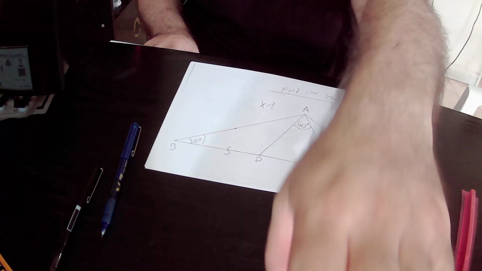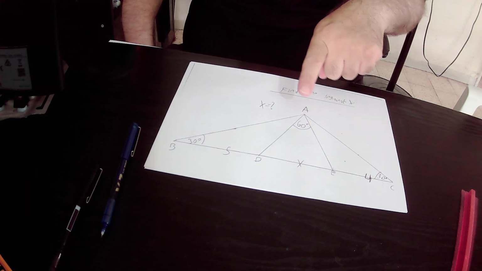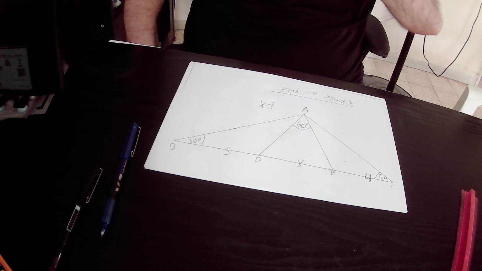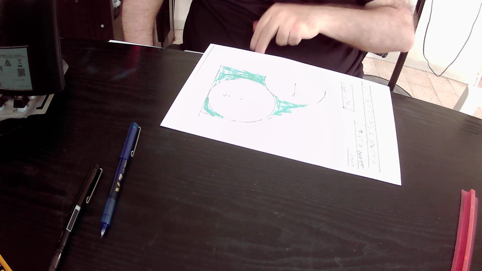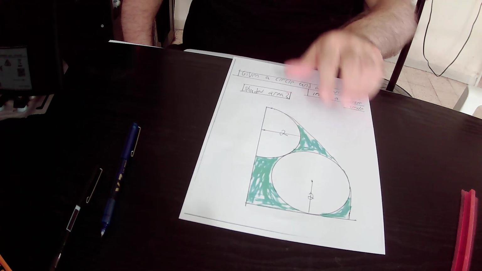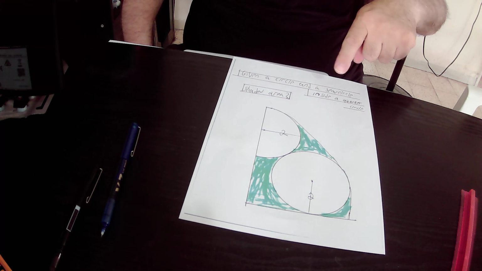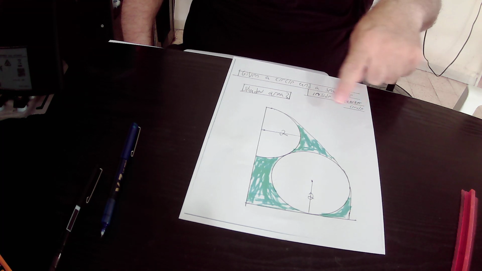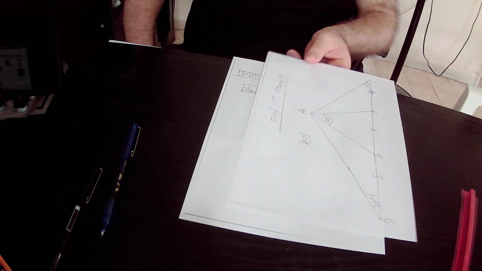Now, in this lecture, we'll answer two questions. In the first question, we'll find out the value of line segment DE that is equal to x. In the second question, we'll find out the value of the shaded area that is inside the quarter circle. So we'll start with the first question.